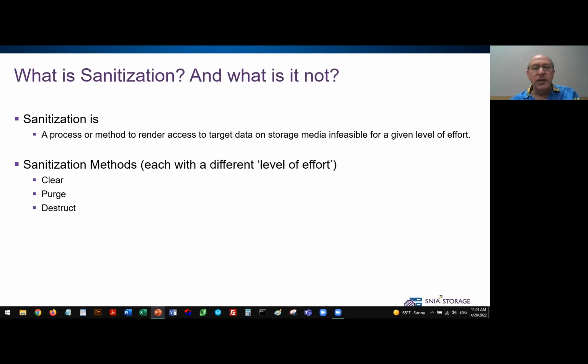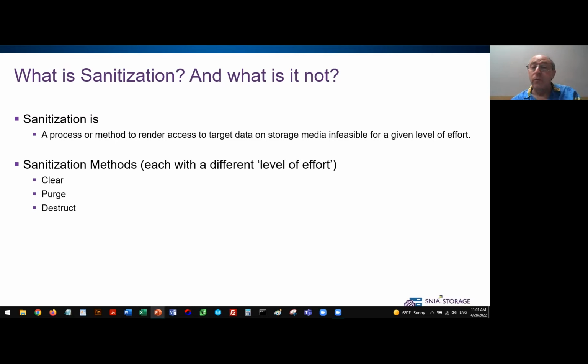So we've defined sanitization as a process or method to render access to target data on storage media infeasible for a given level of effort. So let's unpack that. Target data is data that you want to get rid of. You don't want anybody else to find. Render access to that target data means you don't want anybody to be able to get to it.